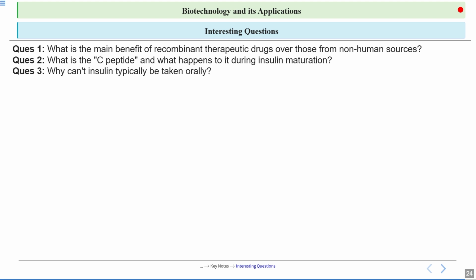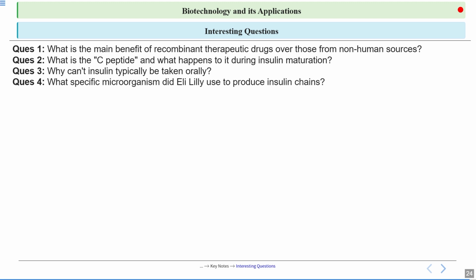Question 3 asks us, why can't insulin typically be taken orally? Why do we have to administer insulin into the body, like intravenously? Why can't we take insulin orally, like a normal medicine? You guys have to answer that.